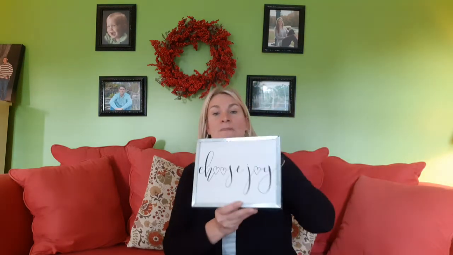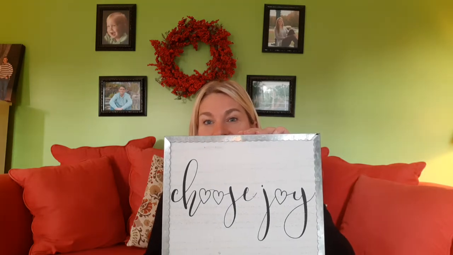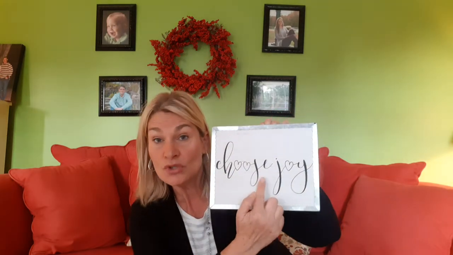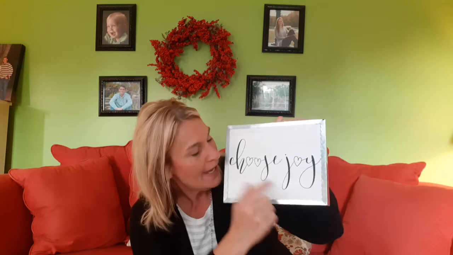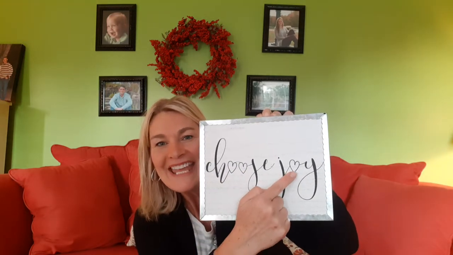All right, the next shape, my friends. It's in this sign. Do you see this sign? It was hanging on my daughter Ellie's wall. I borrowed it from her. Boys and girls, in this sign, it says choose joy. But there are a couple little shapes. Do you see those? In the letters. What shape is that? Boys and girls, did you say heart? If you said heart, you are right.